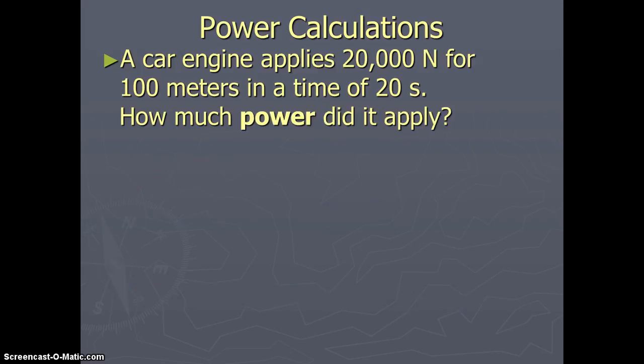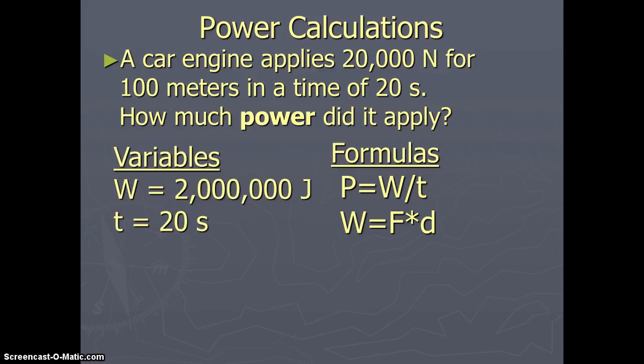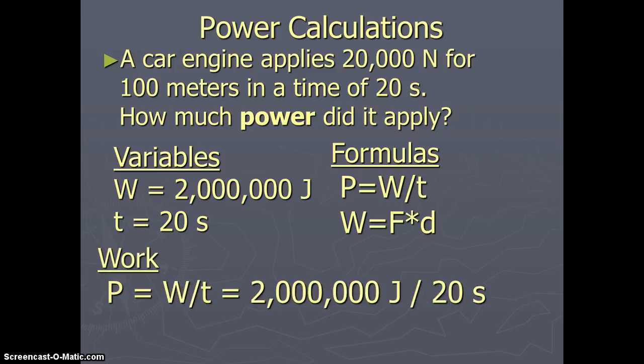What about the power? What is the power applied by the engine? Well, the variables are listed here. The formula, this time I have to use the formula for power. I do my work, and I end up with a power of 100,000 watts. So applying this much force over a distance of 100 meters in 20 seconds gives you 100,000 watts.